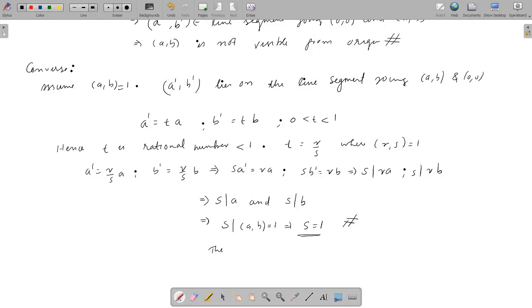Clear? There are no other lattice points that lie on the line segment. Okay, this is the theorem.